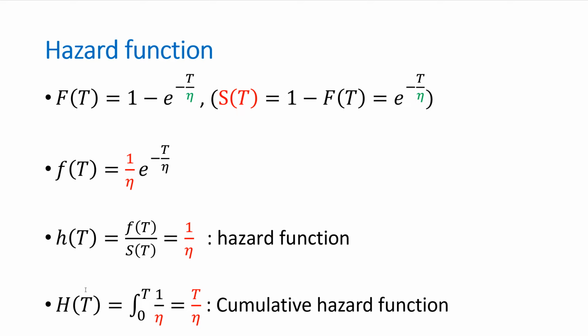And if you consider the cumulative hazard, then you can use the integral from 0 to time t of 1 over eta. So 1 over eta is actually a constant. So if you integrate from 0 to t, the integral of 1 is t. So t times 1 over eta is actually the cumulative hazard function.